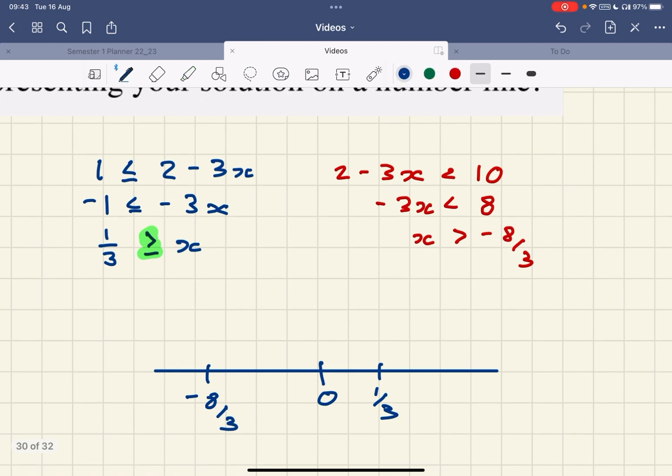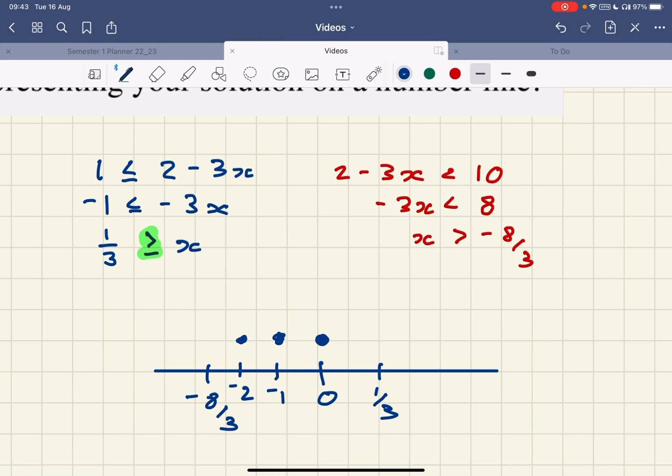So x can only be less than 1/3, but an integer, so it can be 0. It can be minus 1. It can be minus 2. But we're not joining them because they've got to be integers. And minus 8/3, we're saying x is greater than minus 8/3, which means that we can only have these integers here on our number line.